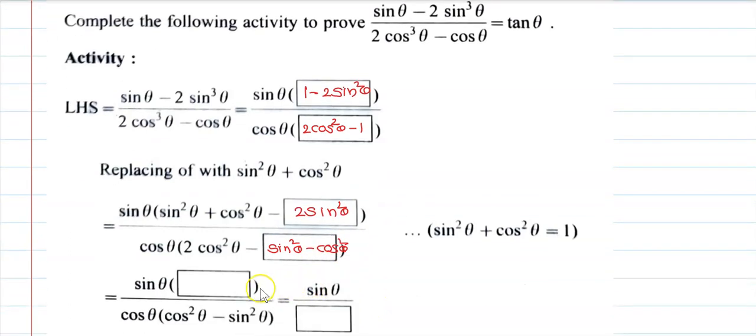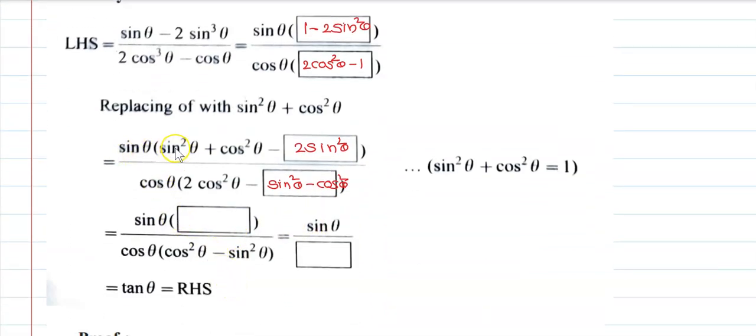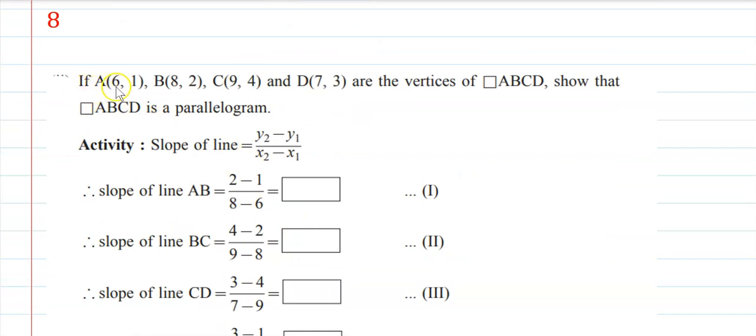Now next, sin theta here. Sin square theta plus cos square theta minus 2 sin square theta. Therefore you will get here cos square theta. What will the numerator be? Cos square theta minus sin square theta, and the denominator is cos square theta minus sin square theta. These two get cancelled, and hence sin theta upon cos theta, and that is nothing but tan theta. It's the RHS.